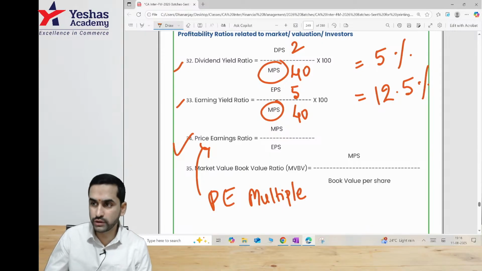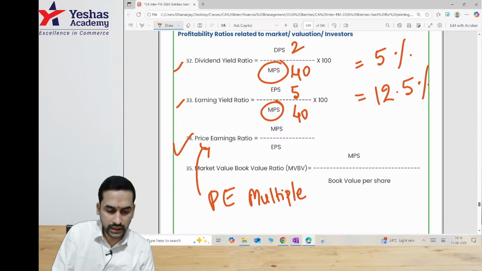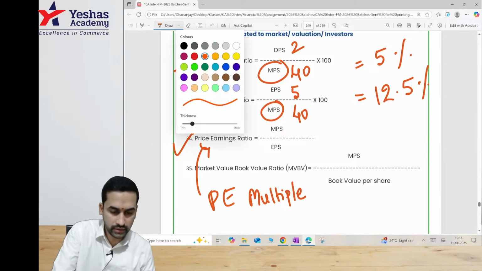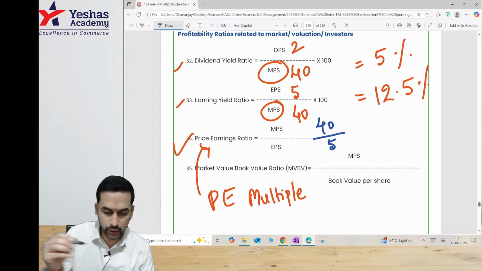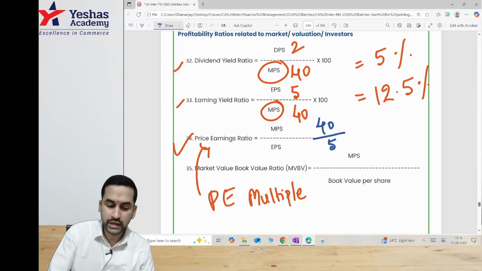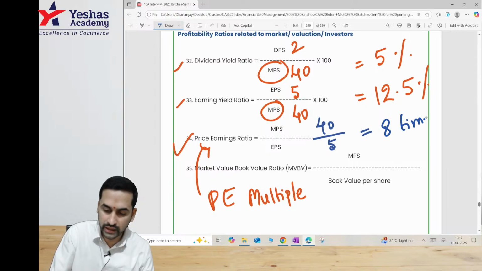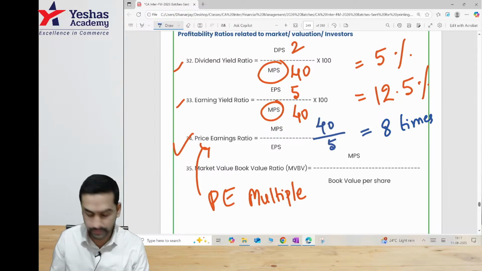Now observe the formula. MPS divided by EPS. It is the reversal of 33. Exactly, the reversal of 33. This will be 40 rupee MPS by 5 rupee EPS. Now, this is measured in times. So when you do 40 by 5, you get 8. And this should be understood as 8 times.